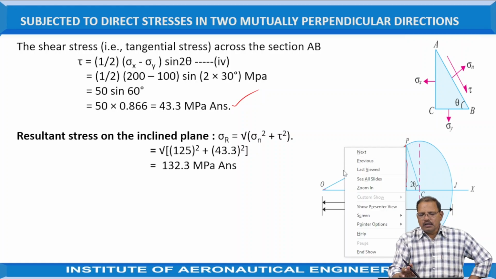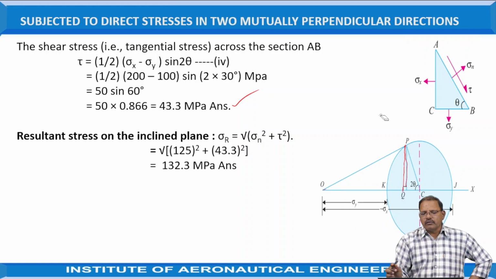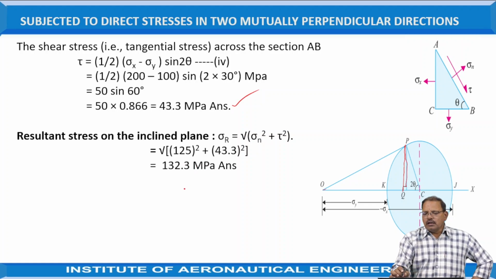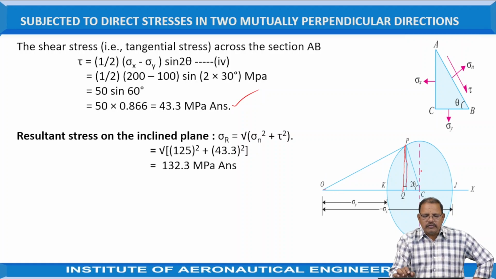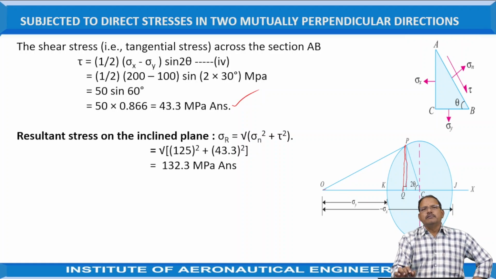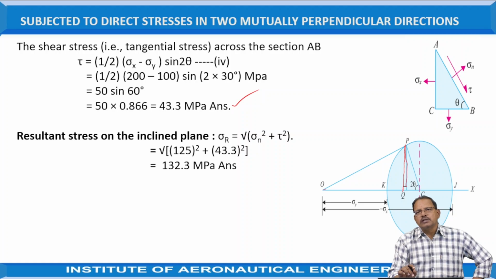It is equal to the square root of sigma n squared plus tau squared, that is the square root of 125 squared plus 43.3 squared, which is 132.3 megapascal. If you measure OP and convert using the scale, you will get the value of 132.3. That means the analytical method as well as the graphical method give the same values.